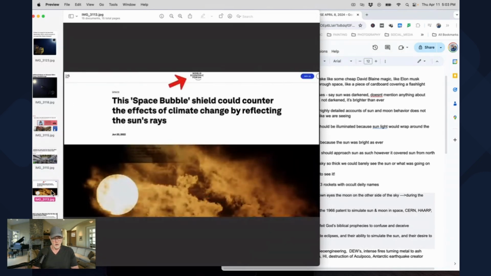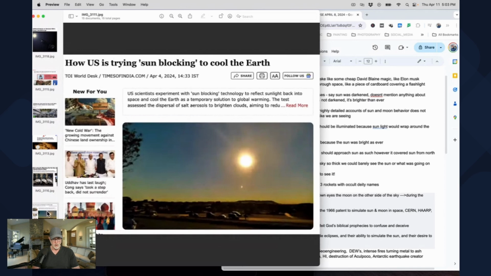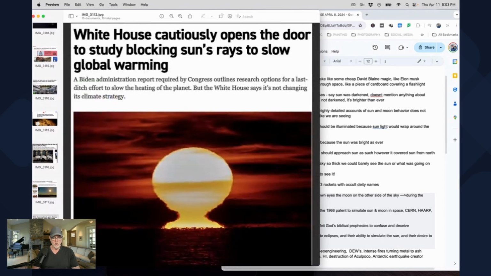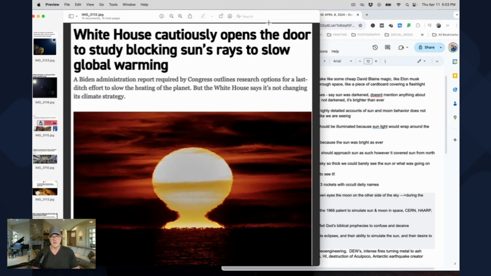And then an article from June 20th, back in 2022, the Space Bubble Shield, on the World Economic Forum site. The Space Bubble Shield could counter the effects of climate change by reflecting the sun rays. So we have all these articles about how they want to block the sun. And we know they're talking about global warming all the time. So they're always talking about blocking sun rays, man-made eclipses, simulated sun. So we know they're trying to do it, and they say that they actually have the capability to create eclipses and simulated sun.